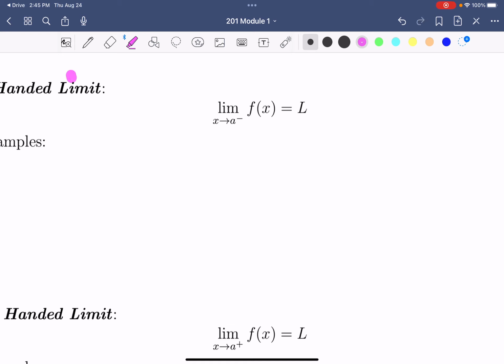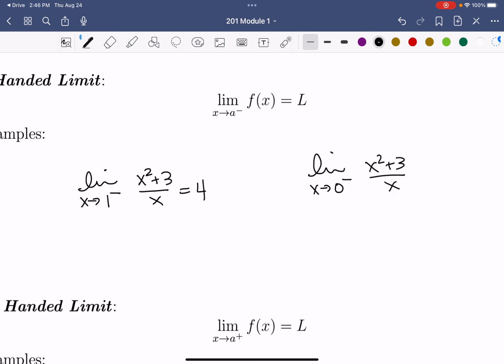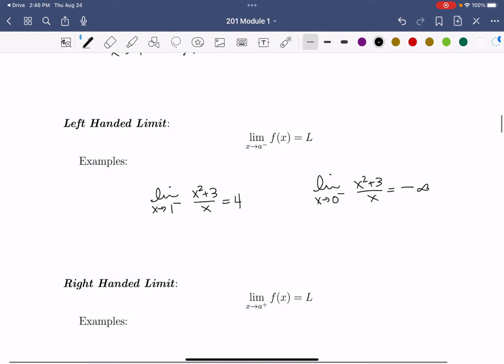And so from our examples up above, from the first one, we would say that our limit as x went to 1 from the left of x squared plus 3 over x was 4. Right? From the left, it was 4. And in our second example, the limit as x went to 0 from the left of x squared plus 3 over x, that one was negative infinity. Okay, so your answer doesn't have to be a number. It could be positive or negative infinity as well.